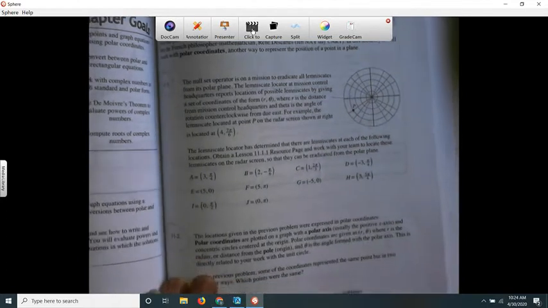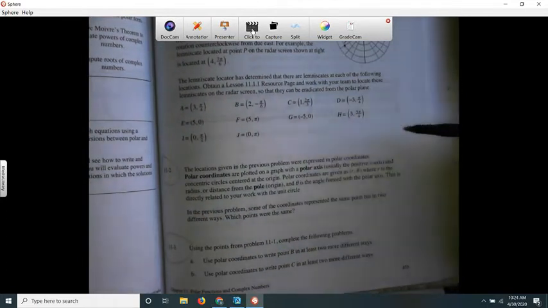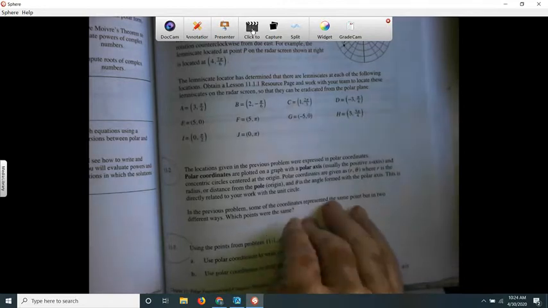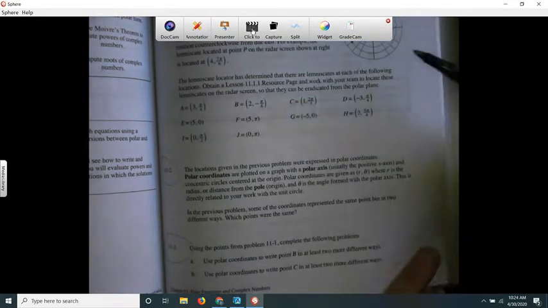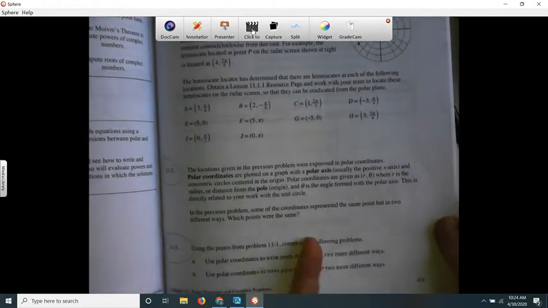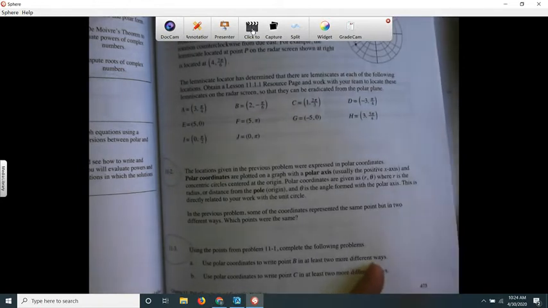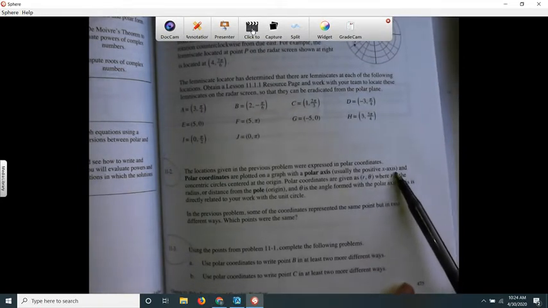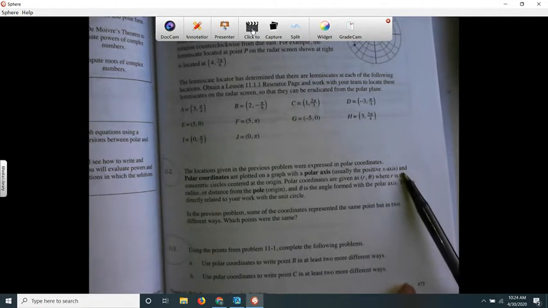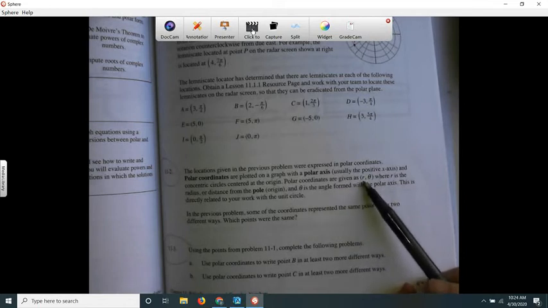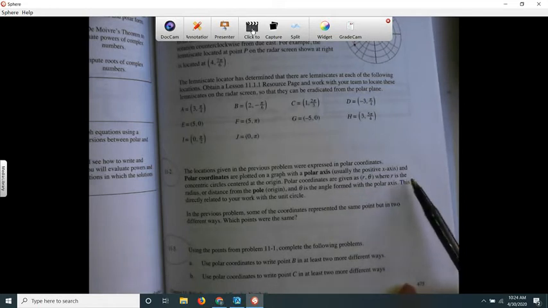Let's look at 11-2. So 11-2 says the locations were expressed in polar coordinates. Polar coordinates are plotted on a graph with a polar axis, which is the positive x-axis, and concentric circles centered at the origin. Polar coordinates are given as (r, theta), so r is the radius.